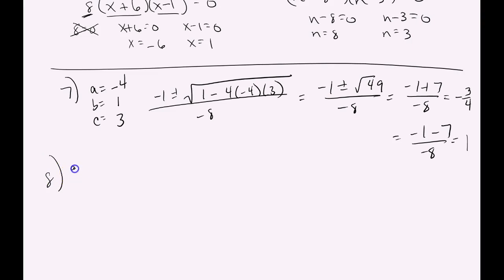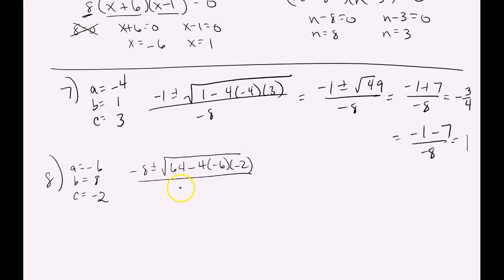Number 8, the A is a negative 6, the B is an 8, and the C is a negative 2. So notice if you tried to factor these, it would not be easy. So I'm glad that we're doing the quadratic formula in this section. Minus B plus or minus the square root of B squared, which is 64, minus 4 times A times C, all over 2A, which means, ugh, that looks gross.